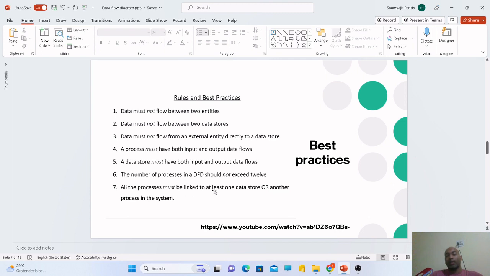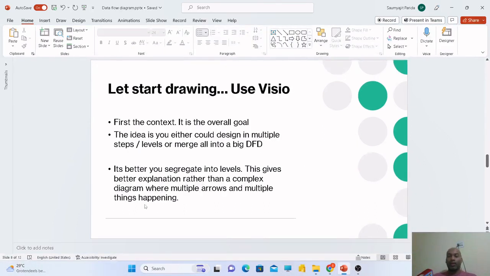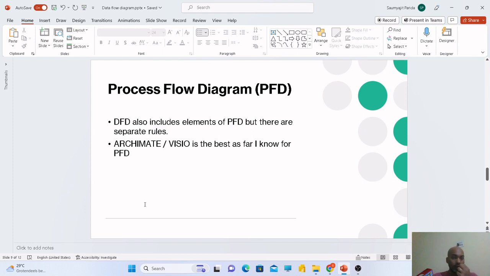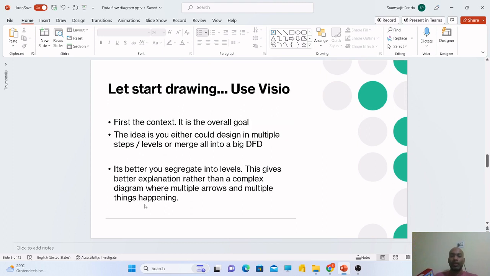All processes must be linked to at least one data store or another process in the system. So these are some best practices or rules that one needs to take into consideration. But it can also be that you need not follow them, because it depends on your business unit or your organization, what the way of working is, and to what level the data flow diagram needs to be documented. Well, all of the boring stuff is done, and let's start drawing. But before that, I would also like to discuss the process. Okay, let's start. Let's leave the process flow diagram for a later stage and go directly to Visio.